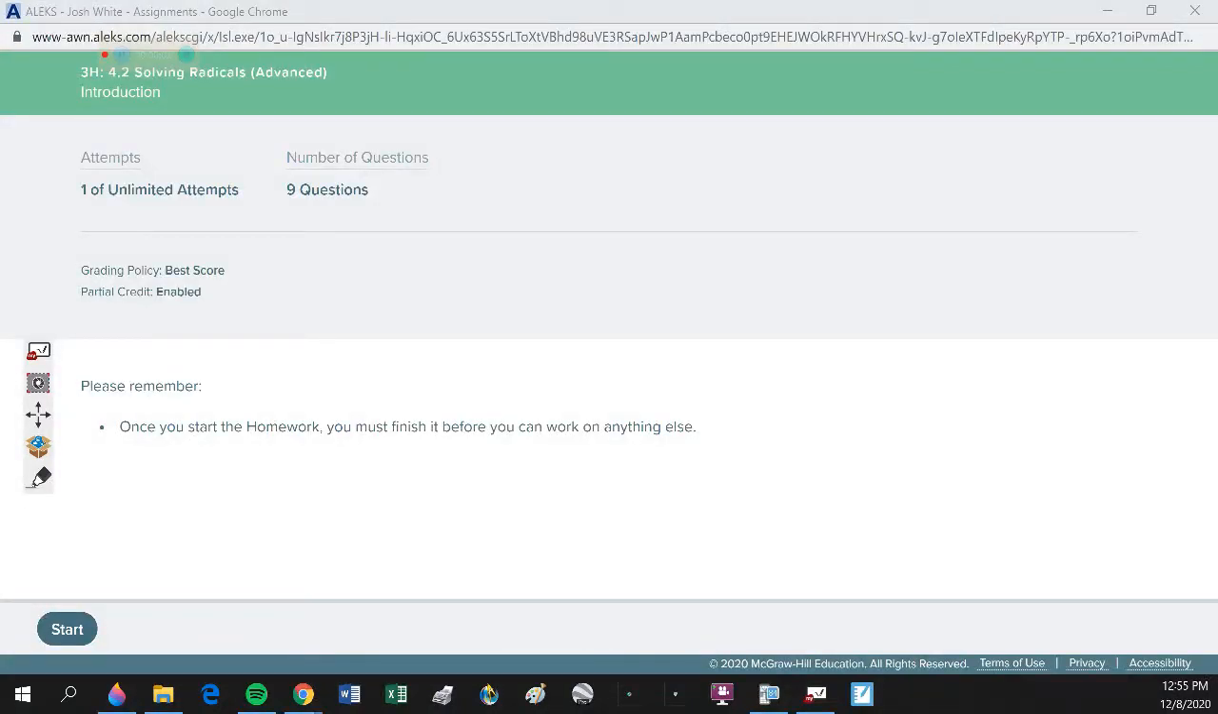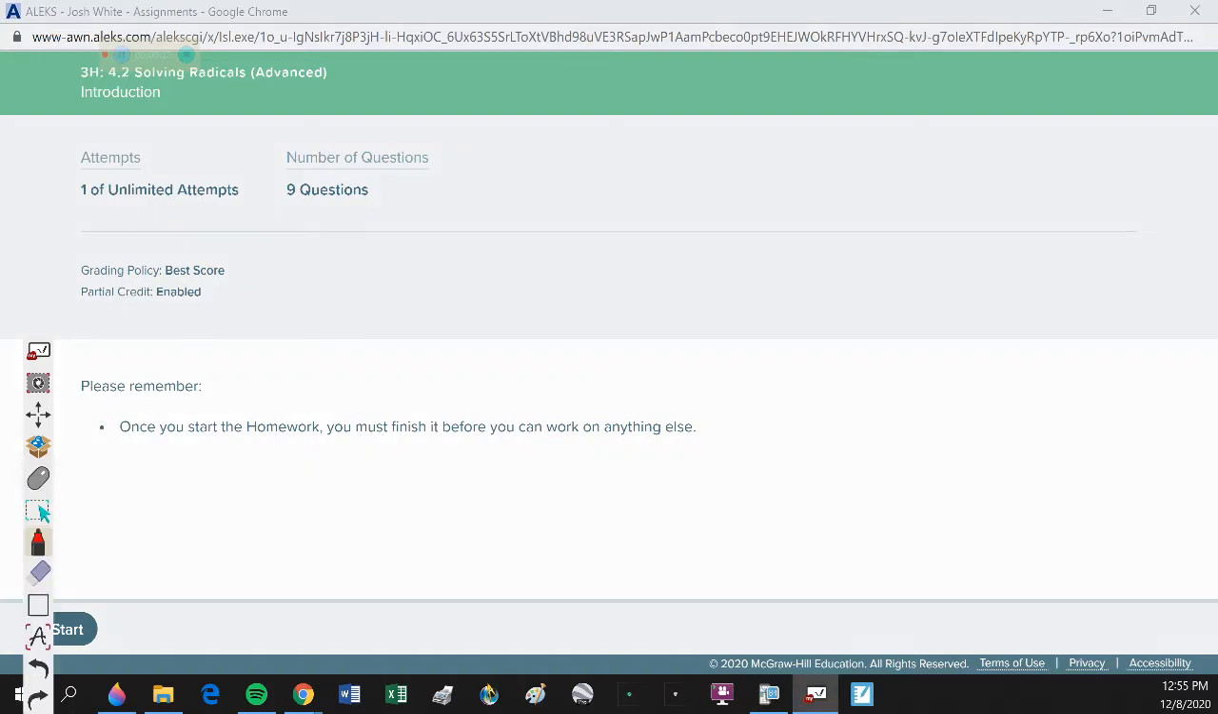Okay. Solving radicals number 2. There are only 9 problems, but these problems are kind of complicated. So, whenever you have a square root equals something, your solution method involves squaring.